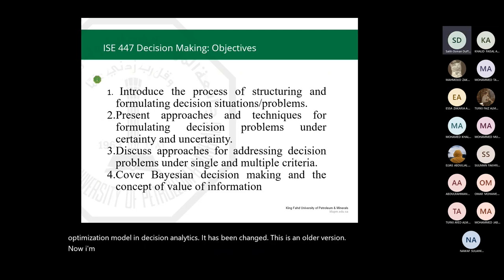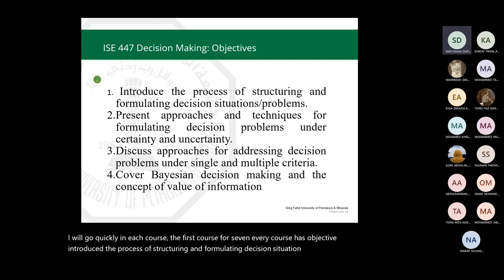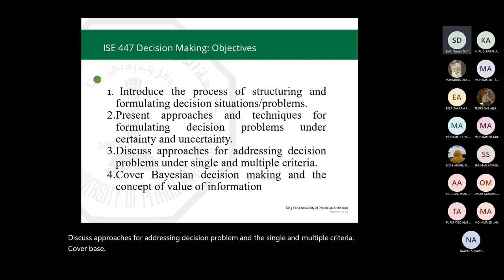Now I will go quickly through each course. The first course, 447. Every course has objectives. Introduce the process of structuring and formulating decision situations and problems. Present approaches and techniques for formulating decision problems under certainty and uncertainty. Discuss approaches for addressing decision problems under single and multiple criteria. Cover Bayes' decision making and the concept of value of information.